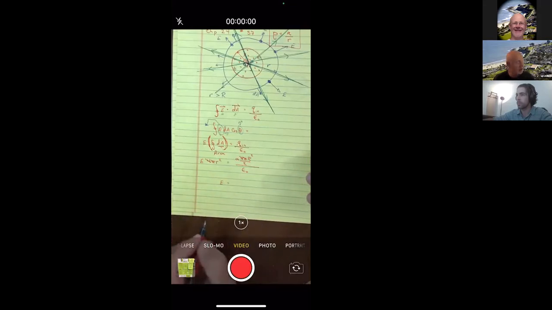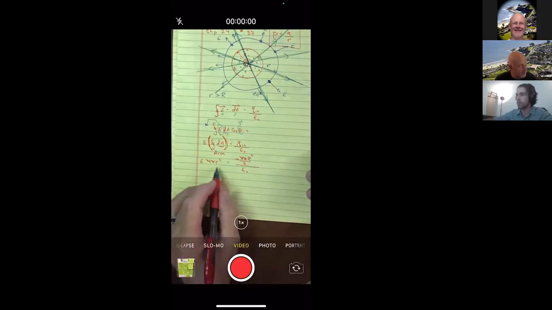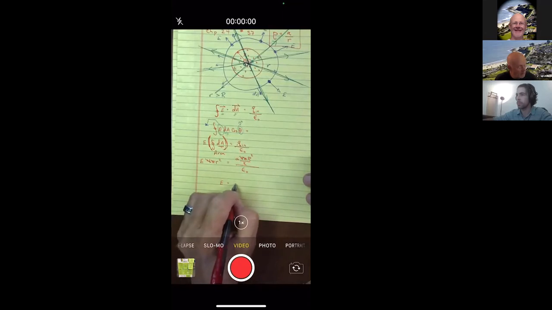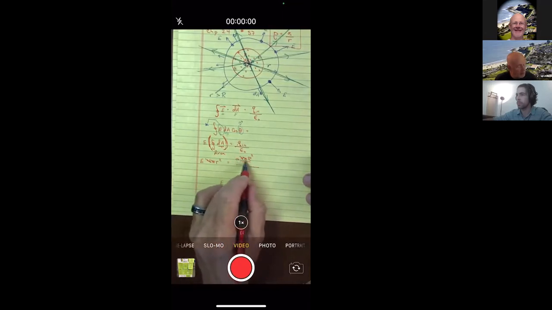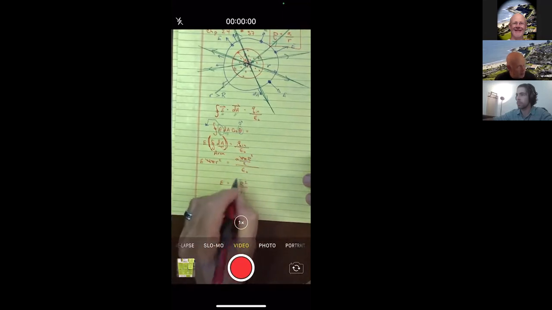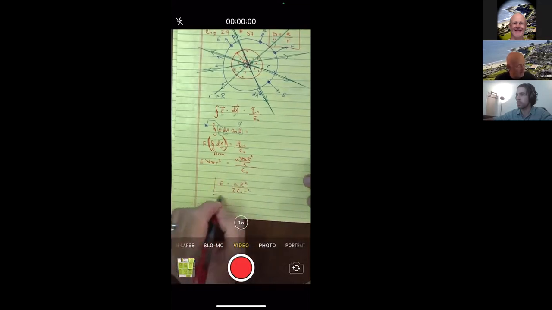So to finish this, I would have an A and a capital R squared here. Downstairs, I would have a 2 and an epsilon naught and a little r squared. Yay.